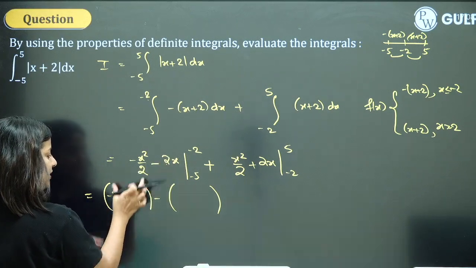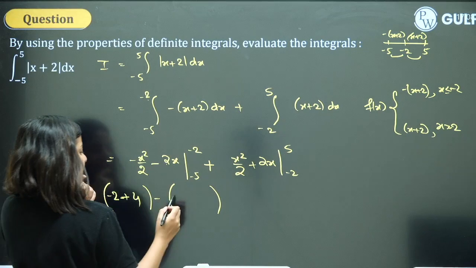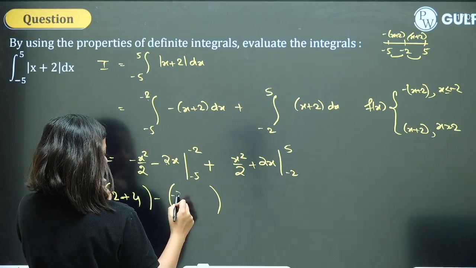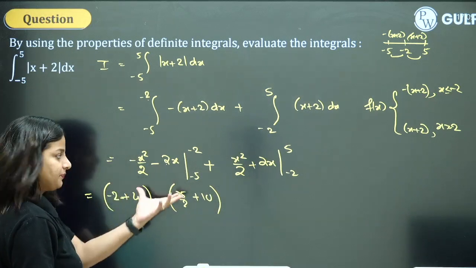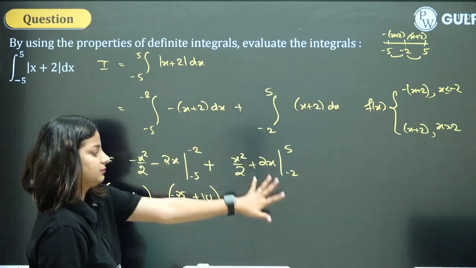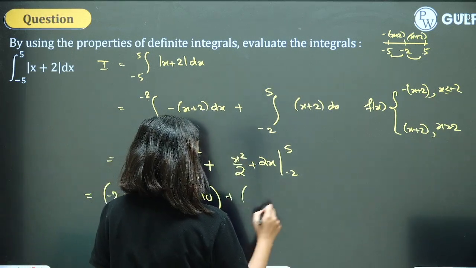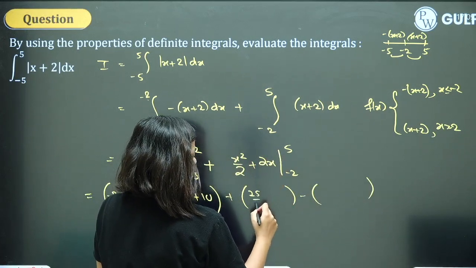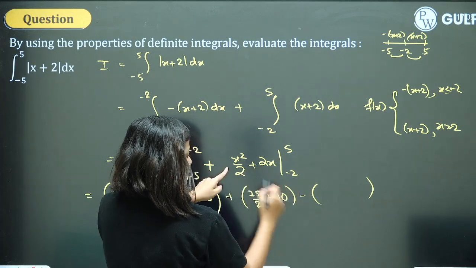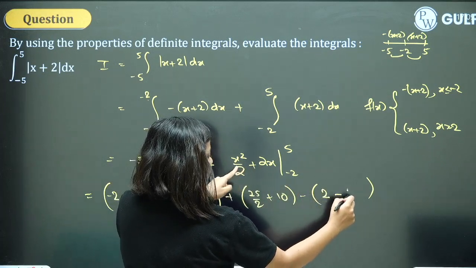So done with the upper limit in the first bracket. Now lower limit, minus 5 square, 25 by 2, minus of minus plus 10. First term done. Second term, upper limit, lower limit. 5 square, 25 by 2, plus 10. And then minus 2 square, 4 by 2, 2, minus 4.